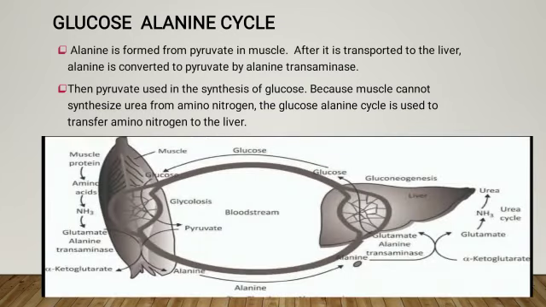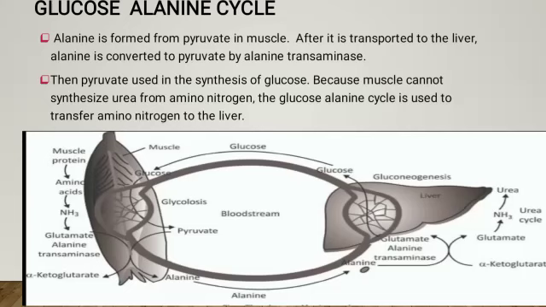As you see, first in the liver gluconeogenesis occurs, and glutamate alanine transaminase acts upon urea, NH3, glutamate, and alpha ketoglutarate. And muscle protein is converted into amino acids and NH3, glutamate. After that, glutamate alanine transaminase and alpha ketoglutarate.